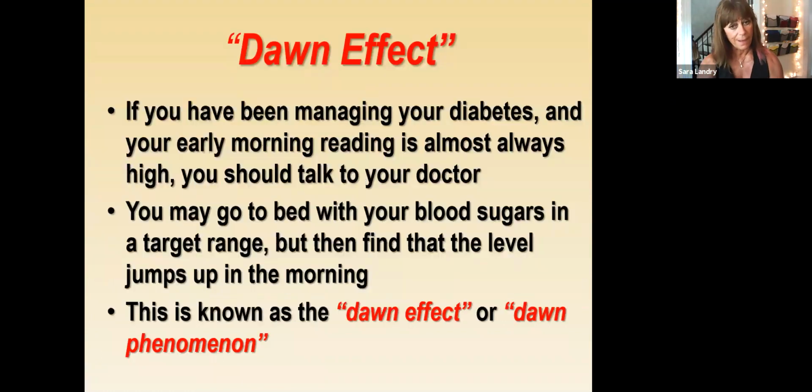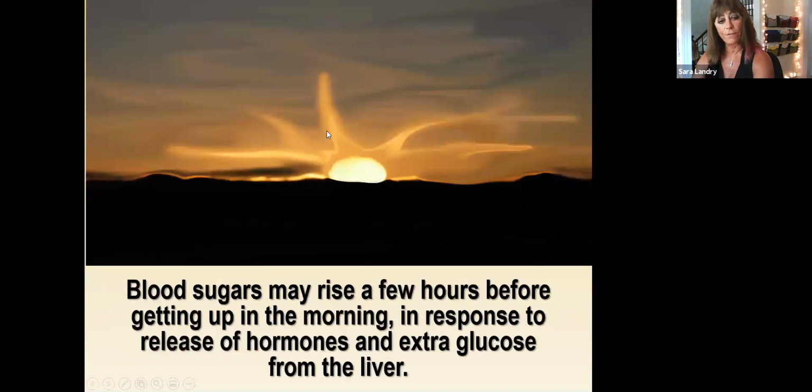I want to talk a little bit about the dawn effect. Let's say you have diabetes type 2 and you've been managing it, you exercise, you're trying to eat healthily, and you get up in the morning and you check your blood sugar and it's high. You may go to bed and your blood sugars are normal, and you find in the morning it jumps up. Many people suffer from this. It's known as the dawn effect or the dawn phenomenon. Blood sugars may rise a few hours before getting up in the morning in response to release of hormones and extra glucose from the liver.